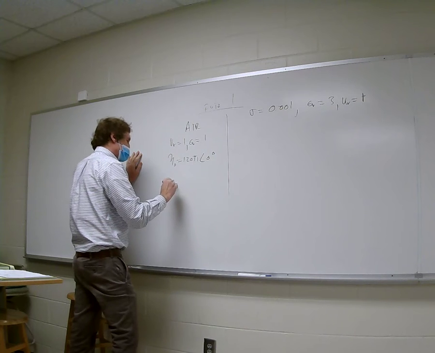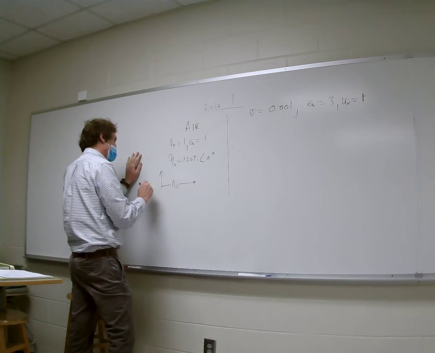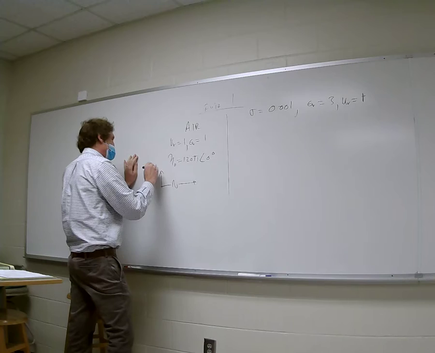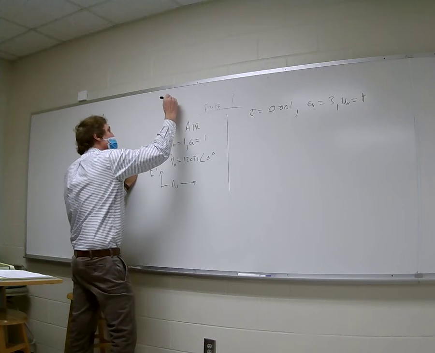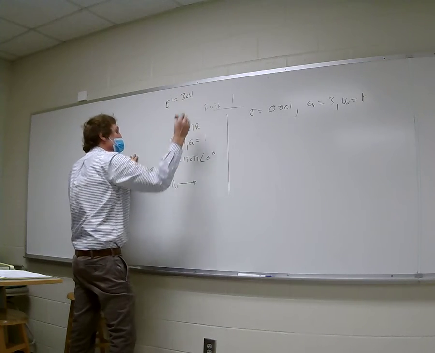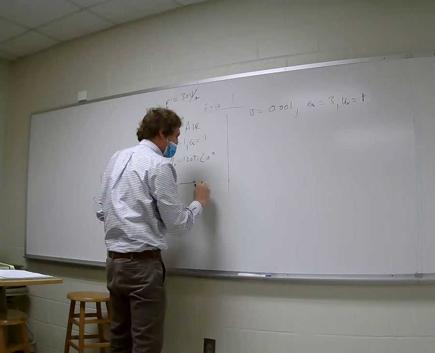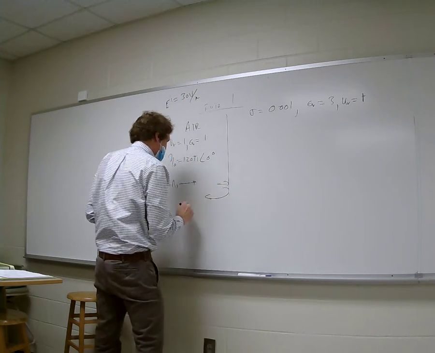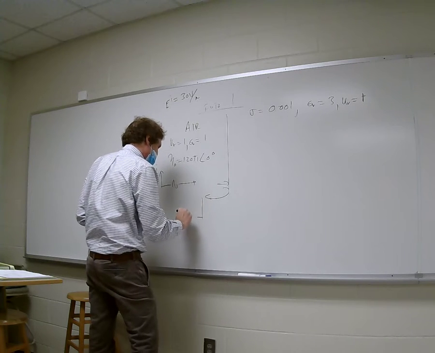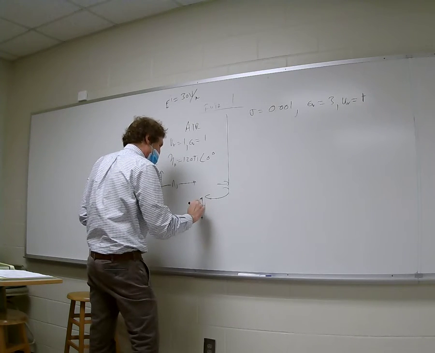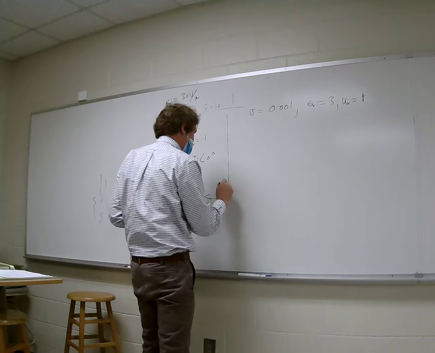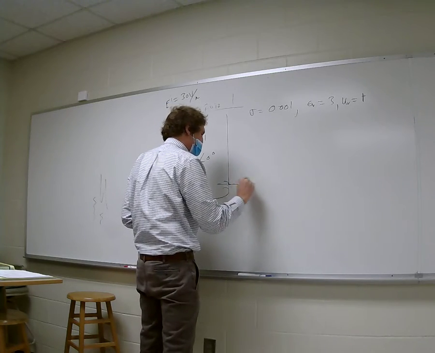So I said, now this is your quiz, so you don't need to write this down. You have an incident electric field. The value of the incident electric field is 30 volts per meter. And this is going to hit, and there's going to be a reflected field, and there's going to be a transmitted field.